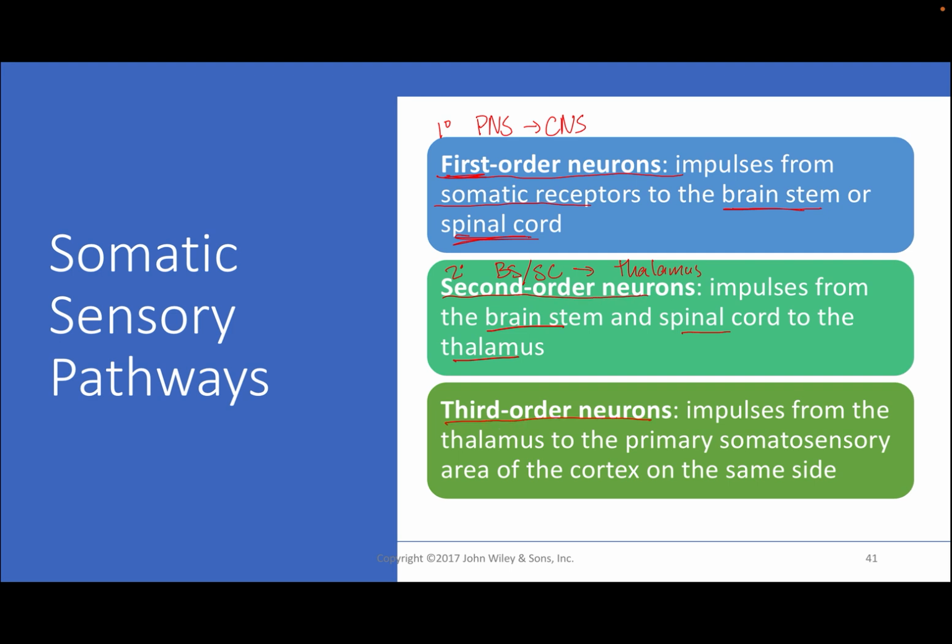And then our third order neurons are going to be neurons that convey that impulse from the thalamus to the primary somatosensory area in the cortex on the same side. So this is going to be from the thalamus to the cortex. That is the long and short of the somatic sensory pathway that you need to know for this particular class.